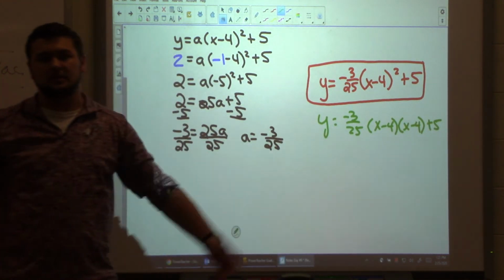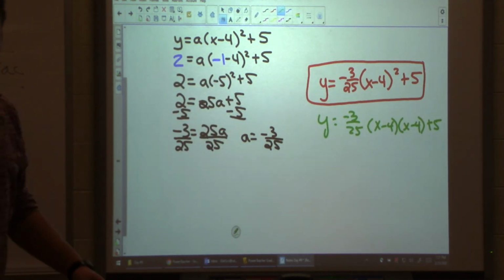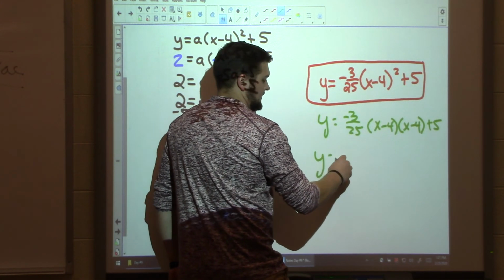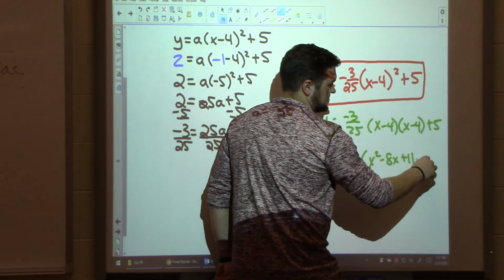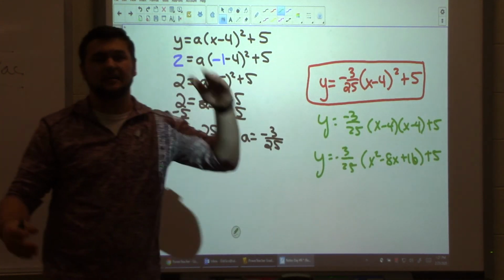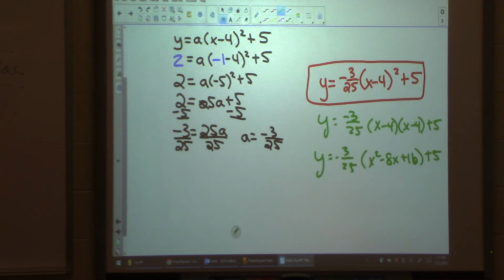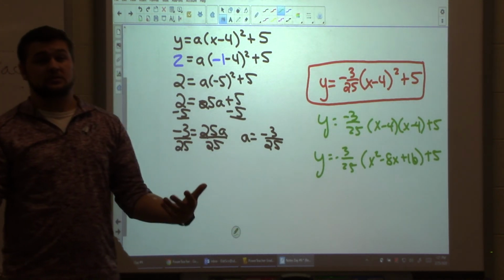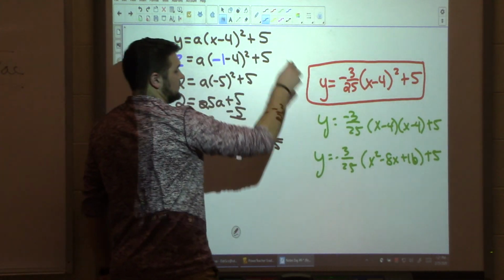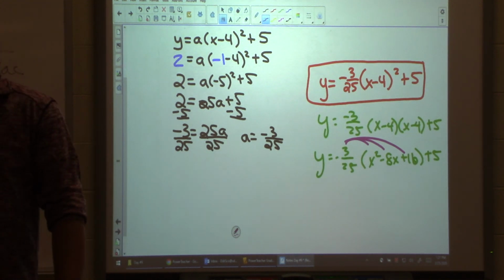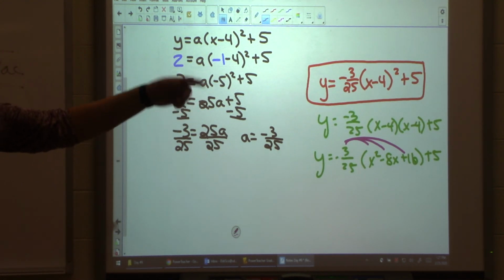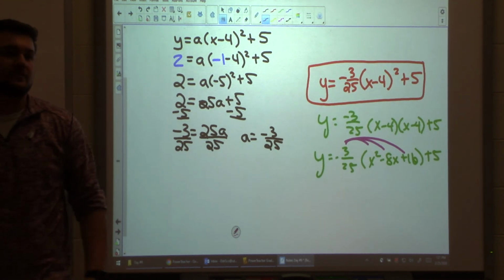And then what would we do? Foil. We'd foil, right? We'd do y equals negative 3 over 25 times x squared minus 8x plus 16 plus 5. I skipped a step. I combined everything as I foiled it. After I did minus 4x, minus 4x, I combined it right away. Then what would you do? Distribute. We would distribute negative 3 over 25. I'm not going to do that because it's going to take a second. Once you're done distributing, then you'd combine all your like terms and you'd be in standard form.